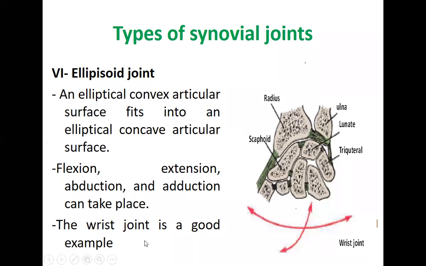The wrist joint is a good example. This is the wrist joint, between the radius and the carpal bones. So here there will be a joint called the ellipsoid joint. In the ellipsoid joint, an elliptical convex articular surface fits into an elliptical concave articular surface. You see here, this is the convex surface and this is the concave surface. So both bones are fitting with each other. What movements will be taking place here? Flexion, extension, abduction, and adduction movements will be taking place at the ellipsoid joint. The best example is the wrist joint.